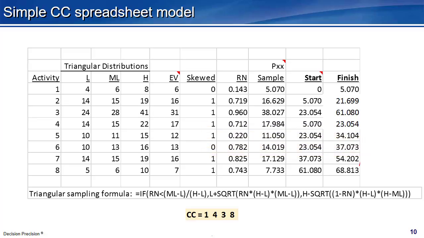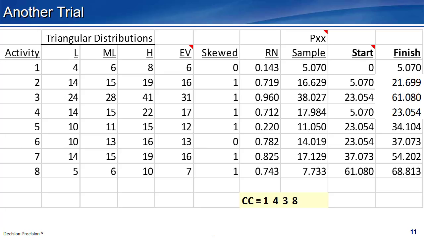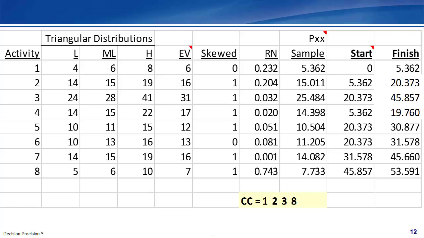Here is the critical chain sequence from a calculation below. For this trial in the Monte Carlo simulation, the critical chain is activity 1, activity 4, activity 3, activity 8. Pressing the F9 recalculation key generates a new simulation trial. I'll step through a couple for you. Notice how the random numbers and triangular distribution samples change with each F9 press, and most other numbers change as well.